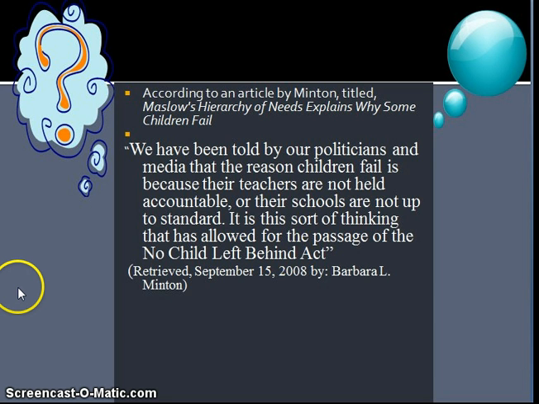According to an article by Barbara Minton titled Maslow's Hierarchy of Needs Explains Why Some Children Fail, she states, "We have been told by our politicians and media that the reason children fail is because their teachers are not held accountable or their schools are not up to standard. It is this sort of thinking that has allowed for the passage of the No Child Left Behind Act." That was retrieved September 15th, 2012. The actual article itself was written in 2008.